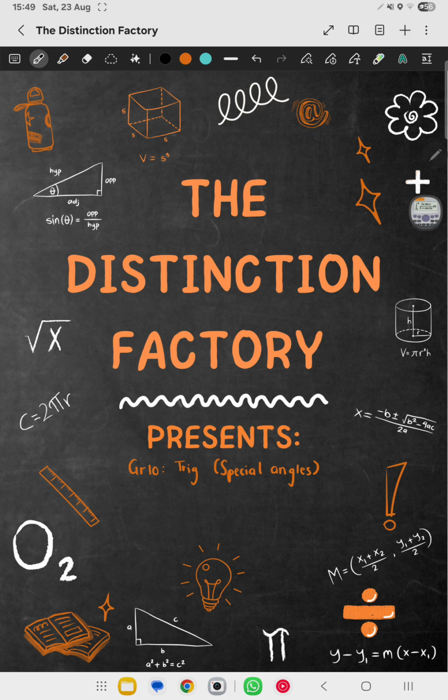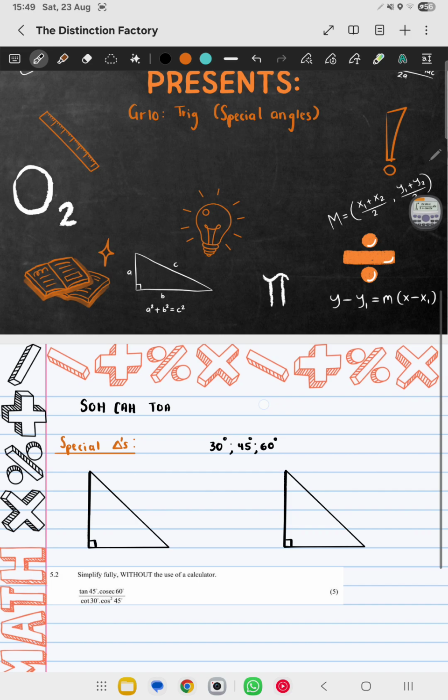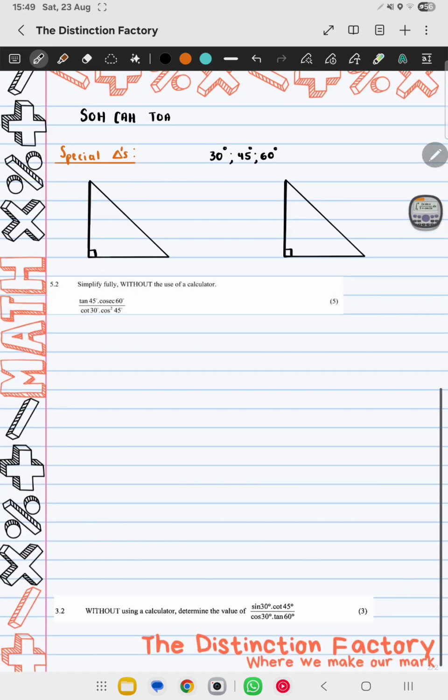And today we are going to be focusing on grade 10 trigonometry, specifically the special angles part of it. So down here I've got SOHCAHTOA, which we should know how to use already. And we've got our special angles, which are 30, 45, and 60. And yes, your teacher is going to give you a table with sine, cos, and tan of each of those angles, and then you'll have to learn the values by heart.